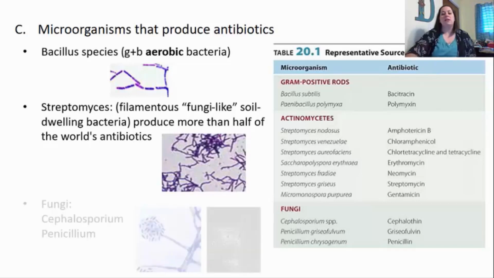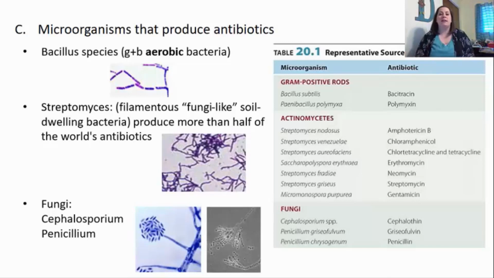And we also see that there are some fungi that produce antibiotics. Cephalosporium and penicillium. All right, these two are different types of fungus that actually can help produce antibiotics as well. All right, so these are going to be some key. The more and more we learn about fungus and bacteria, the more and more antibiotics we could potentially discover.